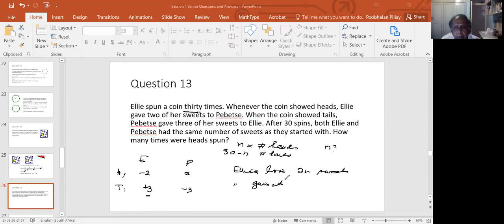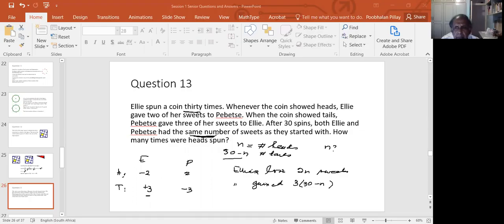Now, how much did she gain? For each tail, she gained 3, but there were 30 minus n tails, so she would have gained 3 times 30 minus n. Okay. But now we say that after 30 spins, both Ellie and Pabetse had the same number of sweets.